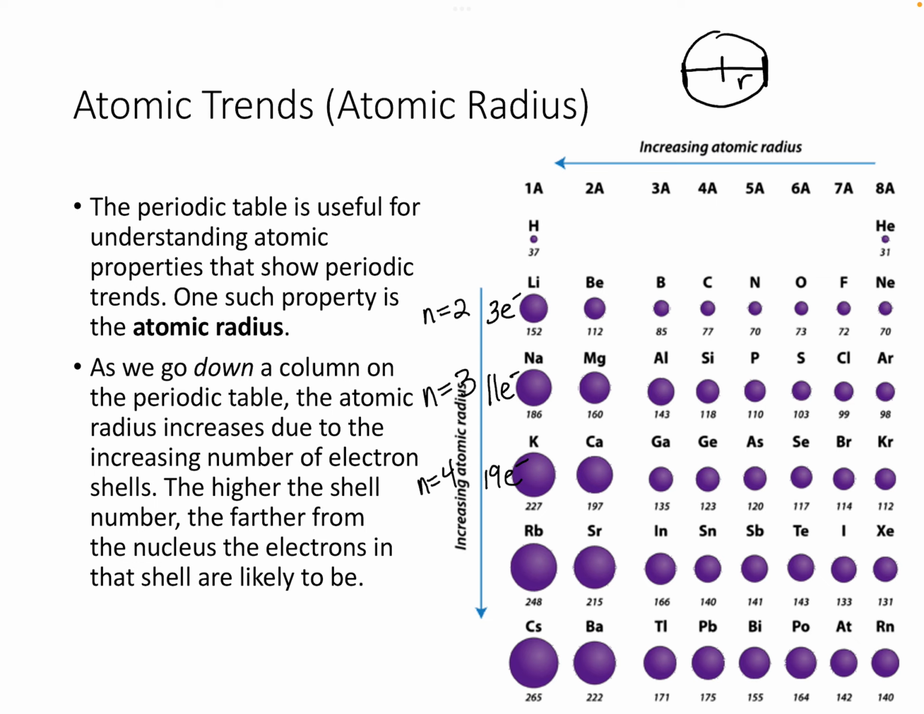Also, I had mentioned previously that the higher the shell number, the farther from the nucleus the electrons in that shell are likely to be. And now we know why: they're going into higher energy shells, right?